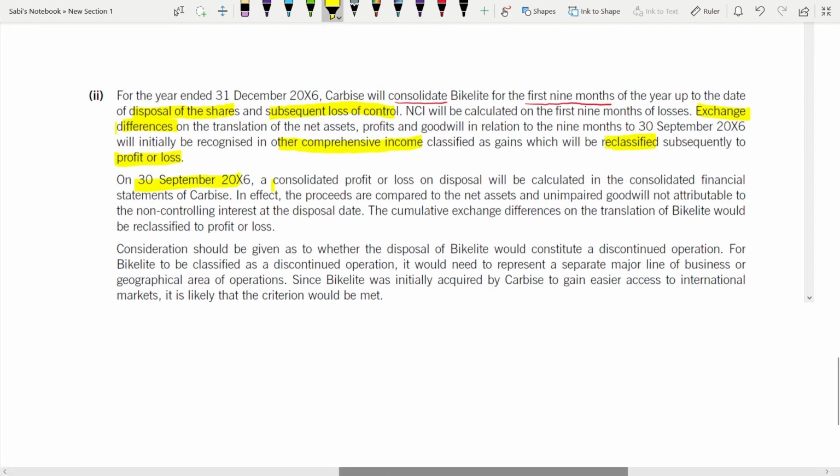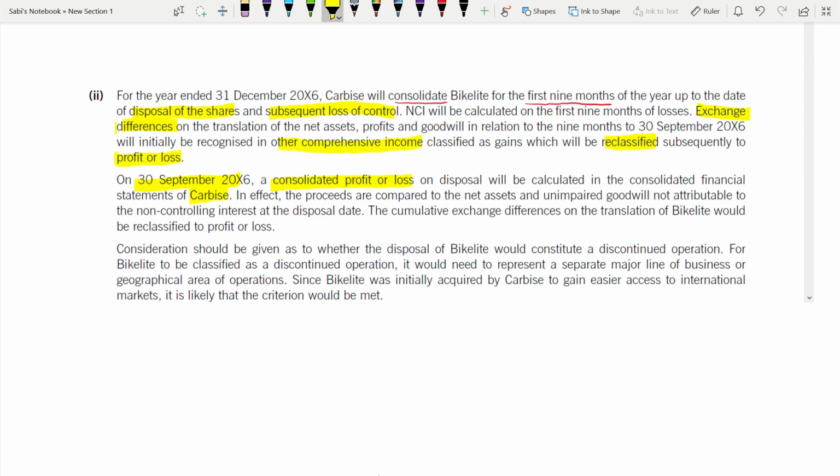Yes, definitely. Consolidated profit or loss will come there. This you have to mention, because consolidated financial statements is not only balance sheet. It also includes consolidated profit or loss. Right? In effect, write the name of the company, please. It's the parent company you have to write. It's a group company, right? So in effect, the proceeds are compared to the net assets. What are you writing? You are saying the proceeds are compared to the net assets and unimpaired goodwill, not attributable to the NCI at the disposal date.